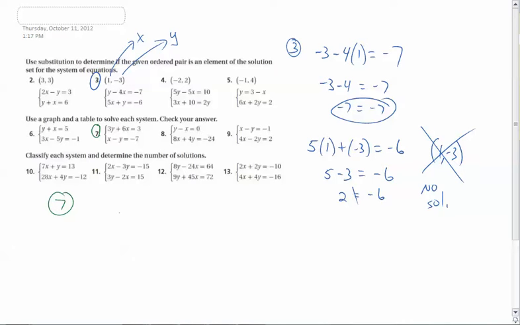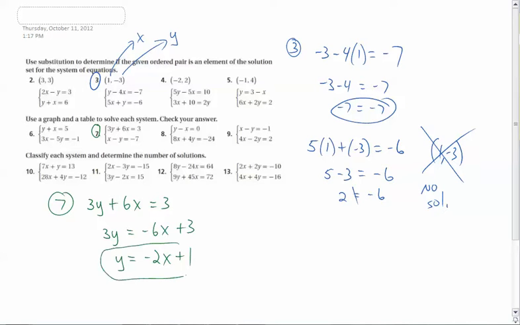And to do that, what we're going to do is have to solve for y for each of these. So if I do that, I get 3y plus 6x equals 3. 3y, I'm going to subtract 6x and divide everything by 3, so I get y equals minus 2x plus 1. So this will be my first equation that I'm going to graph.